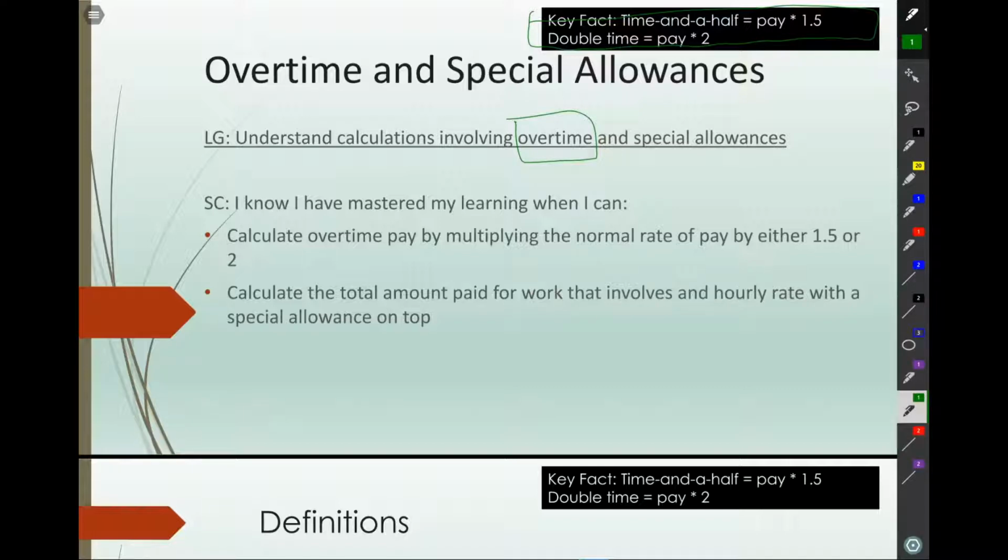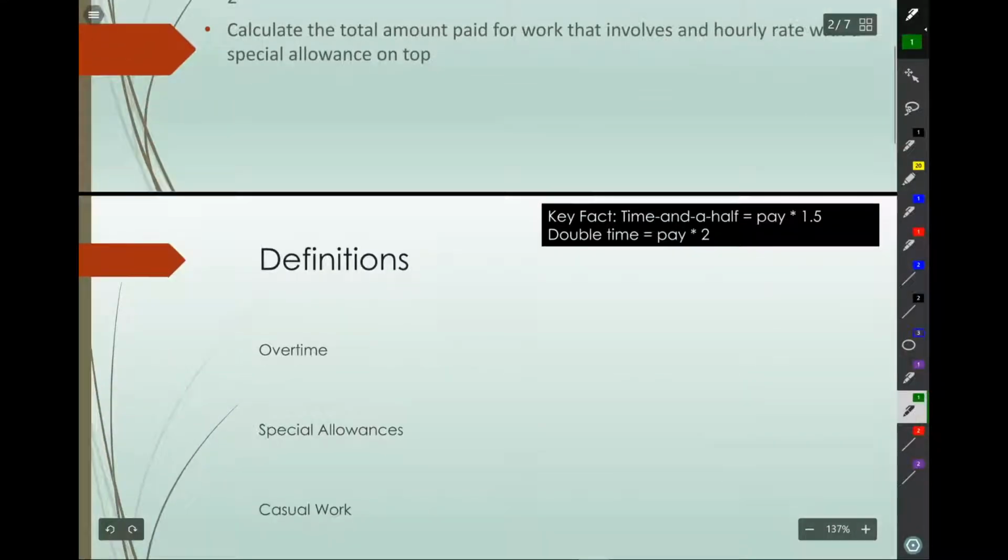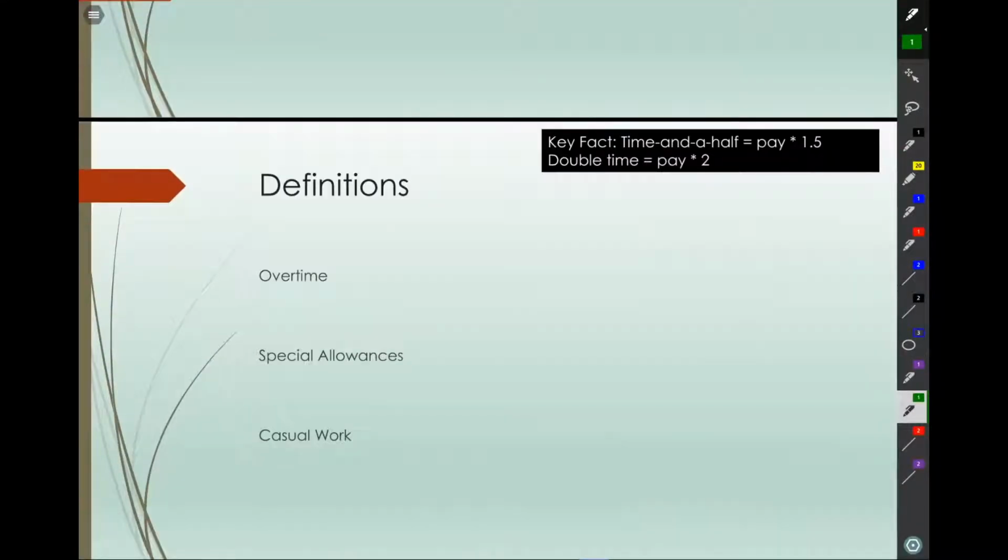And we're also going to look at special allowances, things like hazard pay, working at heights, wet weather pay, that will add on an extra amount to a person's wage. So let's just write some brief definitions here.